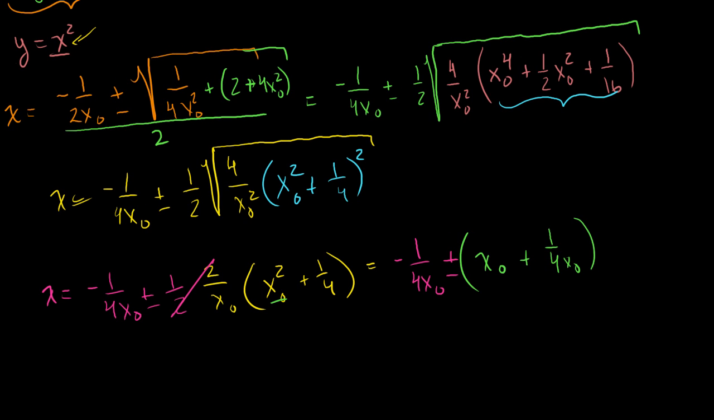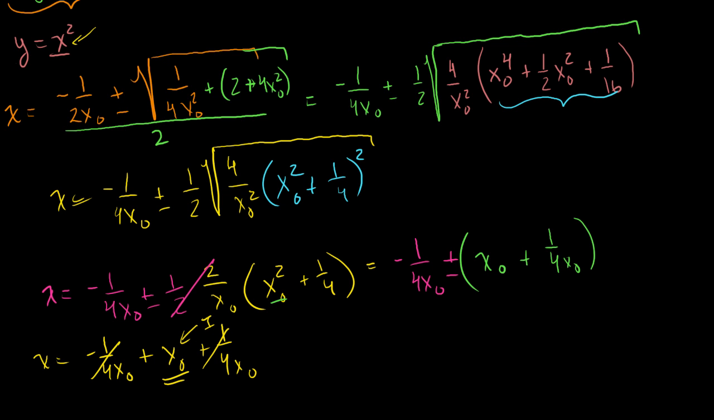So these are our 2 points. If I take the plus version, that should be our first quadrant intersection. So x is equal to minus 1/4 x naught plus x naught plus 1/4 x naught. And good enough, it does actually cancel out. So x naught is one of the points of intersection, which makes complete sense because that's how we even define the problem. So this is the first quadrant intersection.